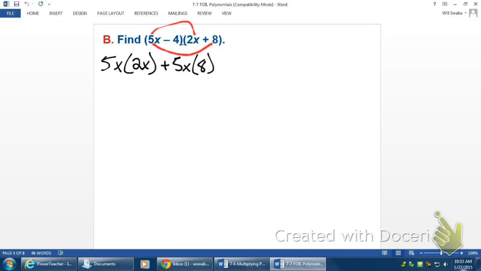Okay. Next, I'm going to multiply my inner terms. My innermost terms are my negative 4 and my 2x. So I have a negative 4 times 2x. Notice how I kept that negative 4 with it. Okay? Keep that sign in front of it. Whatever that term is, just write it down. That's all you got to do. My last terms are my negative 4 and my positive 8. So I have a negative 4 times a positive 8. First, outer, inner, and last.